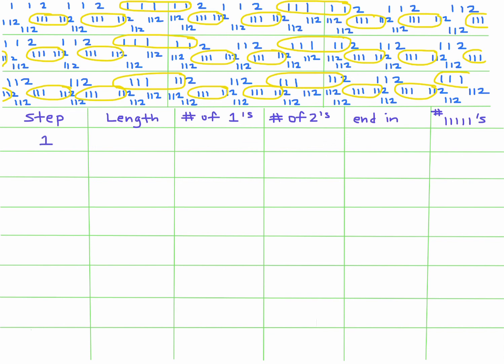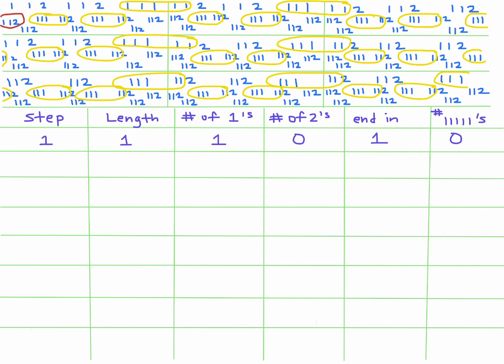All right, so step number 1 is my very first one. The length is just 1 digit, so that's 1. How many 1s do I have? Just 1. How many 2s? 0. It ends in a 1. And how many of these 5 1s do I have? None yet. The next one is my 1, 1, 2, right here. I can use John's or Judith's. I'll use Judith's because I've got so many more of hers. It's easier for me to look at that.